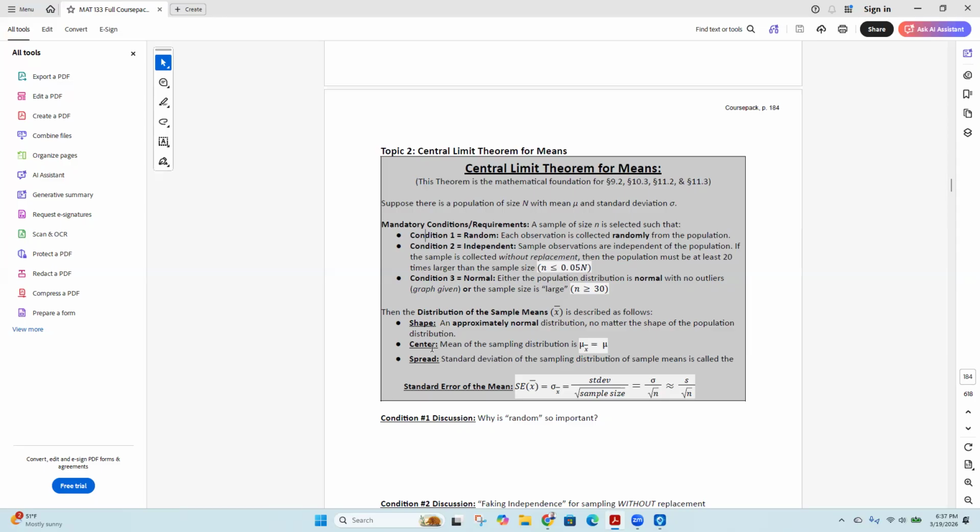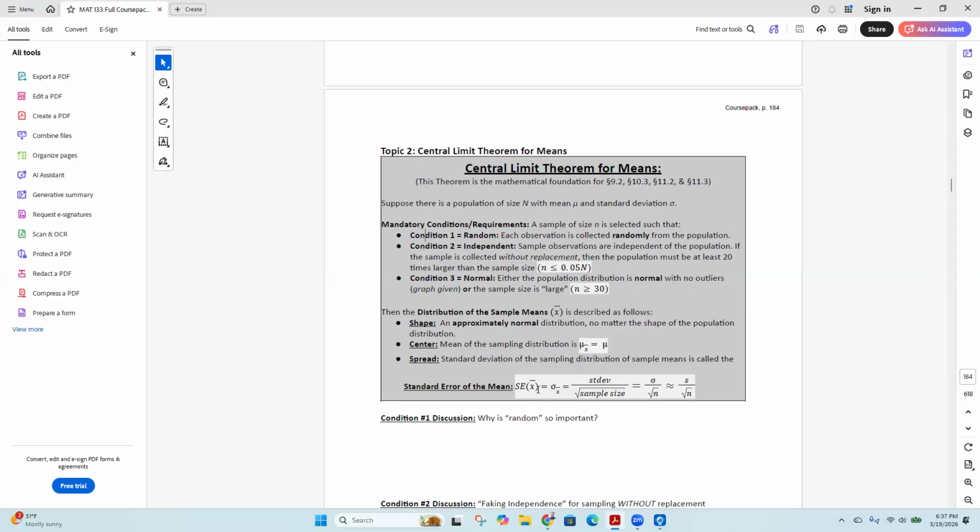Okay. The center of your sampling distribution is just the mean of the population, okay, which basically means that the samples that you take will have a mean that is a good representation of your population mean, okay? That's why we can take a sample and why we don't have to just measure everyone, okay?